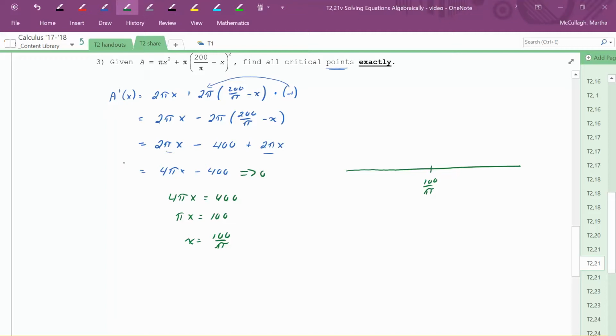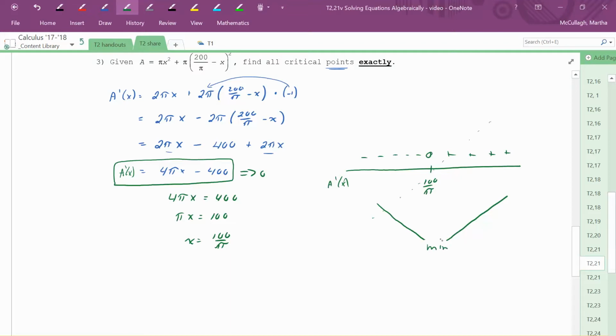Looking at our derivative equation right here, once it was simplified, we can see that that's a linear equation, y equals mx plus b. My m is 4 pi, which is increasing, so I know that if I were to graph A prime of x, these are negative values, and these are positive values. So our A prime of x must be decreasing and then increasing for our original function, which tells me that this is a minimum value.